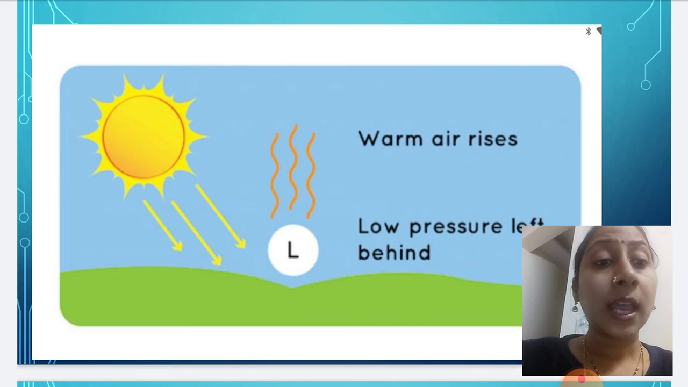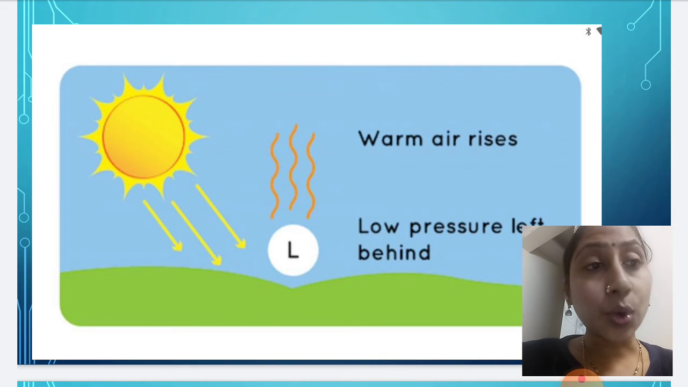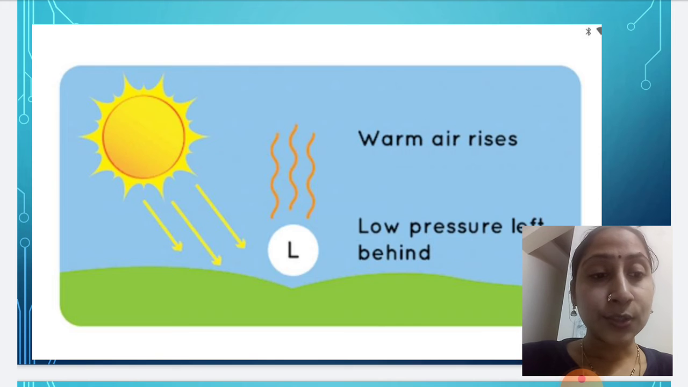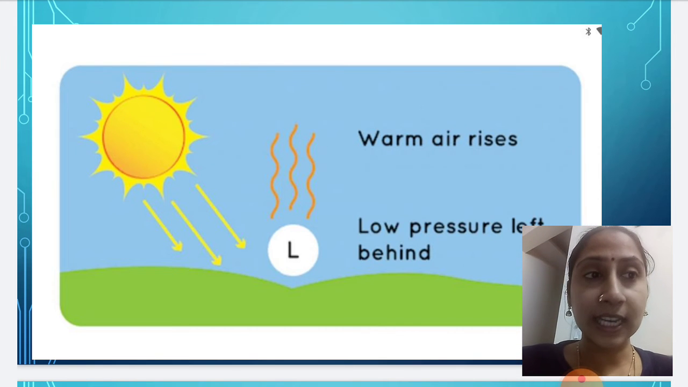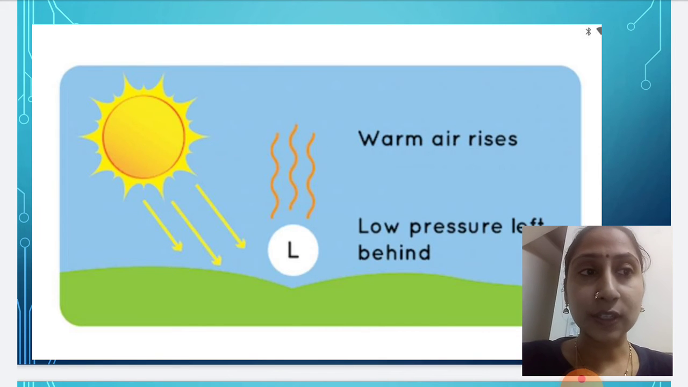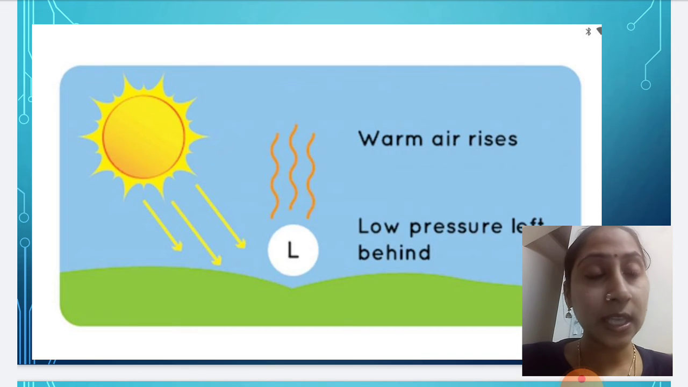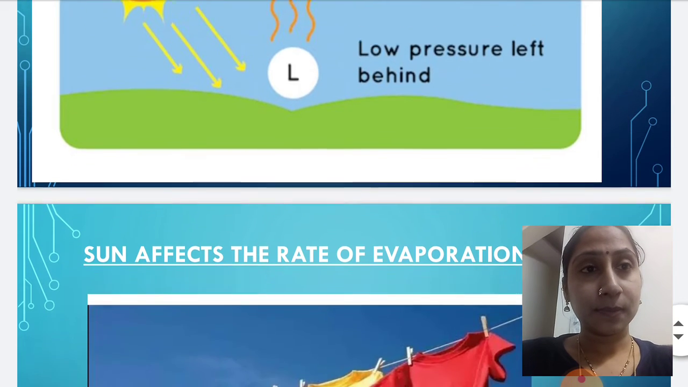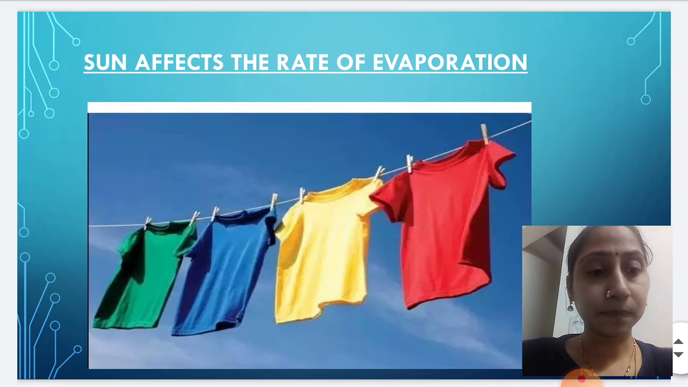Okay, the next one. The heat of the sun causes wind to blow from one place to another. So what causes the wind to blow? The heat of the sun, right? So what happens when the sun's heat heats up the surface, the land, the air above the land also gets heated. It becomes warm and the light air rises up. It becomes light, so it rises up and the cool air takes its place. Next one.